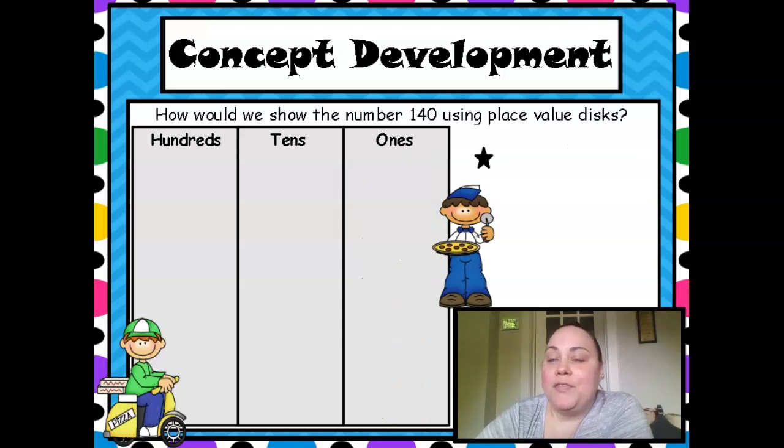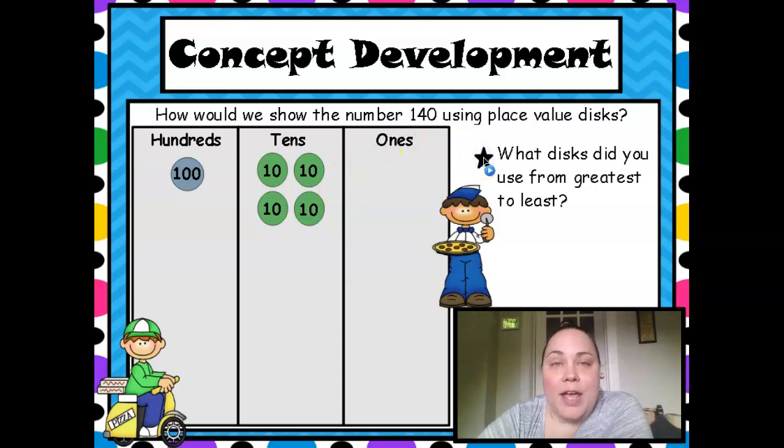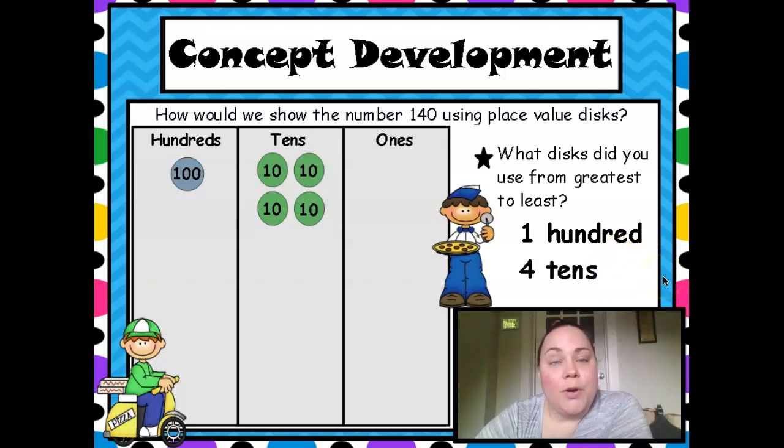How would we show the number 140 using place value discs? Again, we have to think, is it a 1-digit, 2-digit, or 3-digit number? It's 3 digits, so we're going to start in the hundreds place. We have 100, and now we need to go to our tens. 110, 120, 130, 140. What discs did we use from greatest to least? So how many hundreds did I use? 1 hundred. And how many tens? 4 tens. So 140 in unit form is 1 hundred 4 tens.